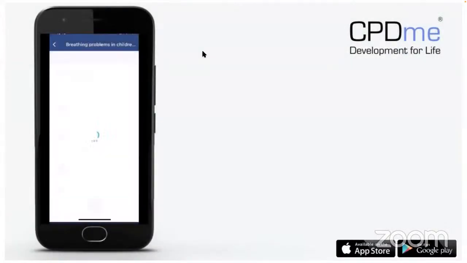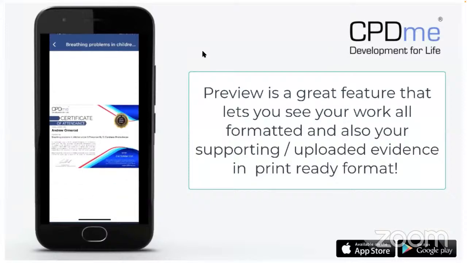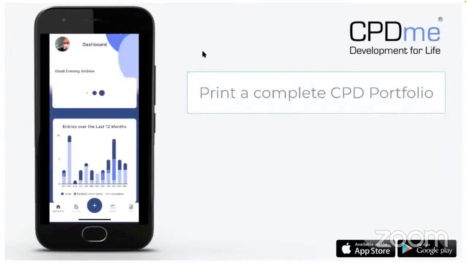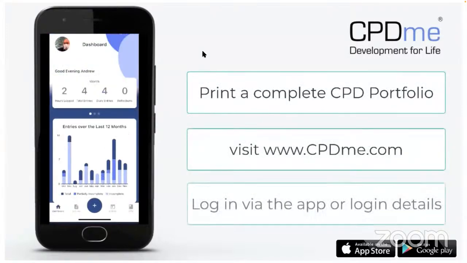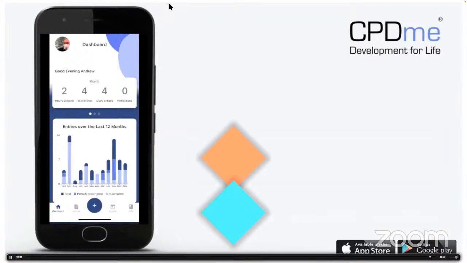If I click on it and click preview, you can see a print ready copy of my diary entry. What have I done? Why have I taken part? How is it going to change my practice? And if I scroll up, you can see my certificate. And when it comes to wanting to print all of this off in a perfectly formatted PDF or digital copy, I simply go to cpdme.com, probably the same place as you went to register for this webinar. So download the app and make your CPD simple. Your CPD simple indeed. It really is as simple as you have just seen on screen.